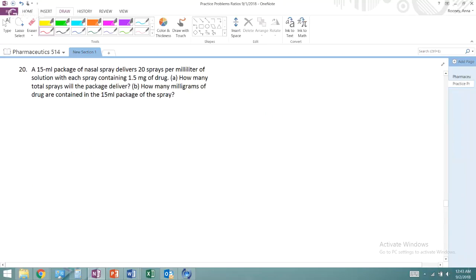All right, a 15 ml package of nasal spray delivers 20 sprays per milliliter solution, with each spray containing 1.5 milligrams of drug. So, how many total sprays will the package deliver? Okay, and how many milligrams of drug are contained in the total 15 milliliter package of spray?